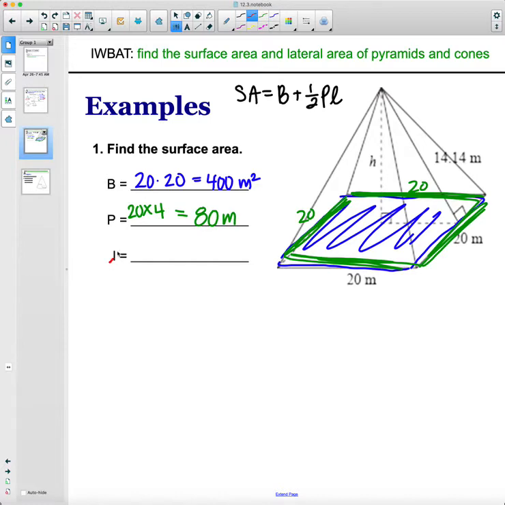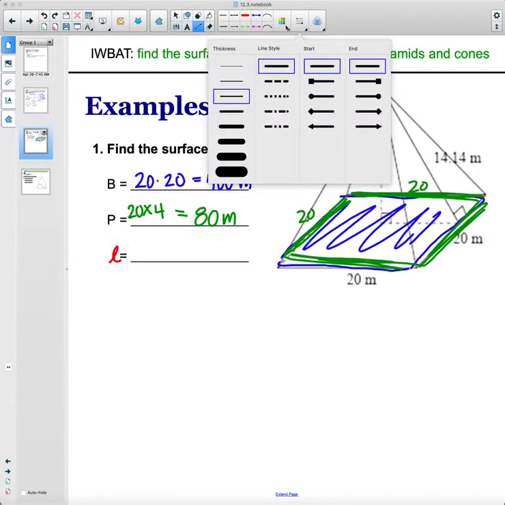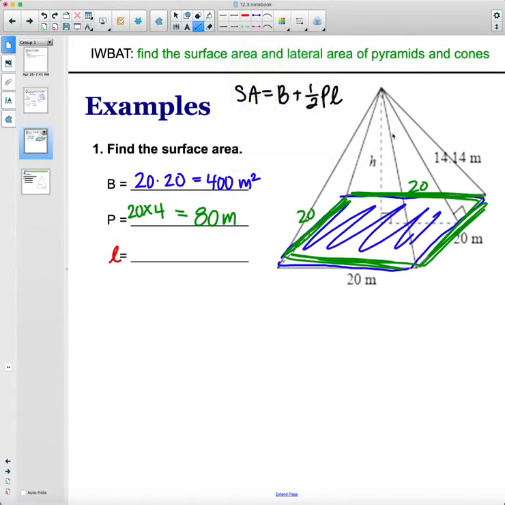Then the slant height, okay? So the slant height is just the height of one of the lateral faces. So down the side here, perpendicular to the bottom, okay? So not the height straight down the shape, okay, but the slant height or the height of one of the slanted sides. So in this case, 14.14.